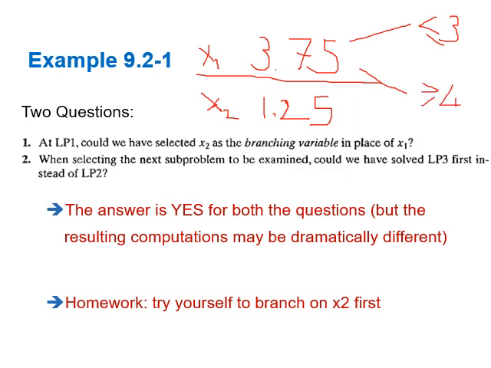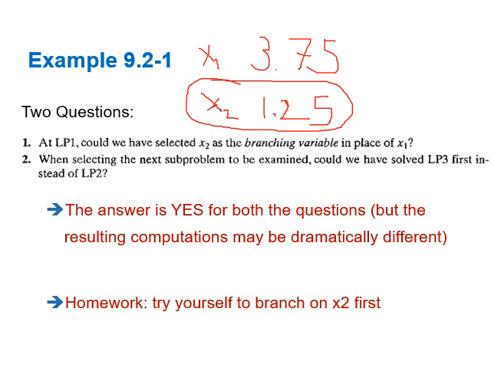The question is this: why don't we branch on x2? Can we use it? And the answer is yes. You can also branch on x2. And if you want to branch on x2, since its value is 1.25, you should say that x2 should be less than or equal to 1, or it should be greater than or equal to 2. Okay? And we will make an example of this, or you can try this by yourself.